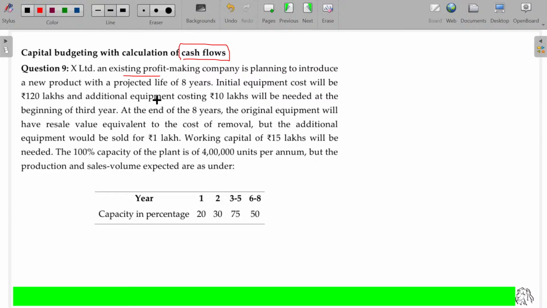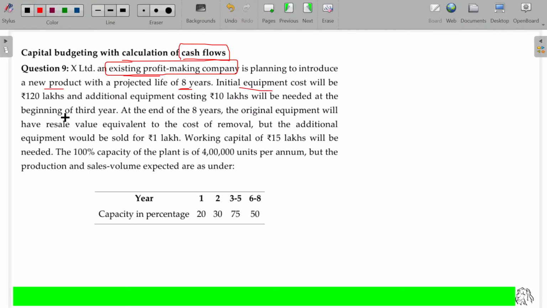X Limited, an existing profit making company, is planning to introduce a new product with a projected life of 8 years. Currently, this company is making nice profit. So they want to introduce a new product, and that has a life of 8 years. It means you need to get the money for 8 years.